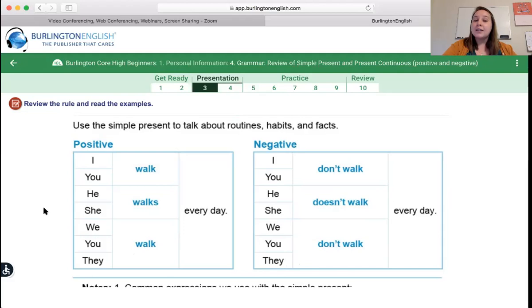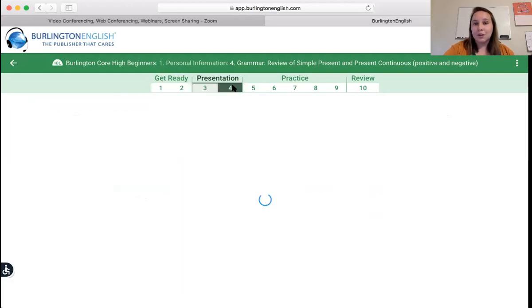Right? Practice reading through these and try it with different verbs. So all of these say walk, but think about things you do normally. What do you do? I go to work every day. I don't stay up late every day. So think about things that you do that are routines and habits. Right? Let's look at the next one.